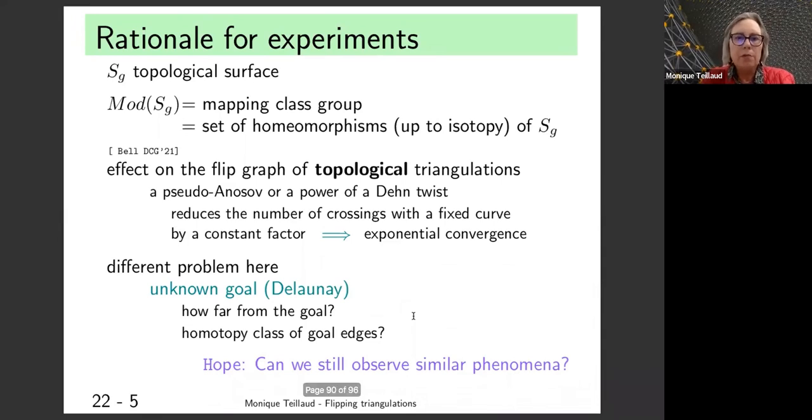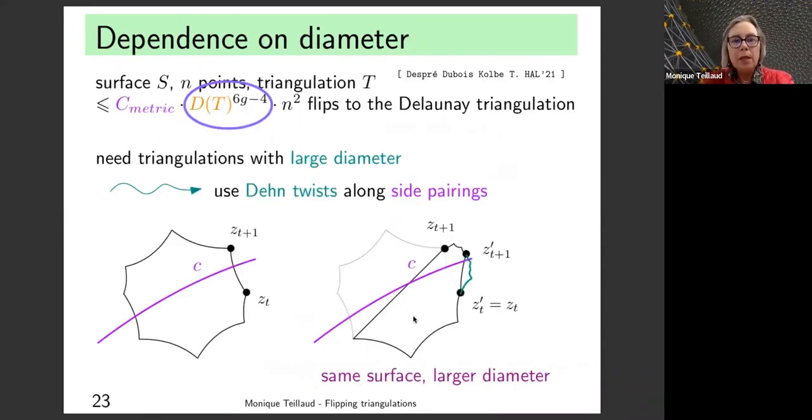So just a report on the experiment. For each of our surfaces, they are defined by octagons, and we twist them along side pairings like this. The curve C that is used for the twist is a side pairing. So you replace this octagon on the left by the one on the right with this new copy here of the other half. And then it's still the same surface, it's a twist of the surface, but you extend the diameter, you enlarge the diameter.